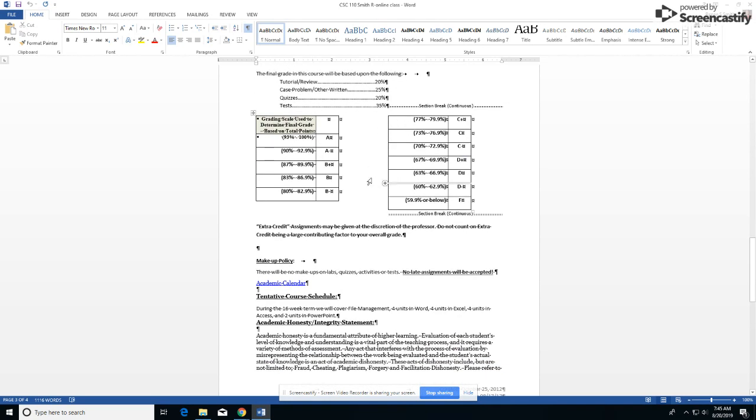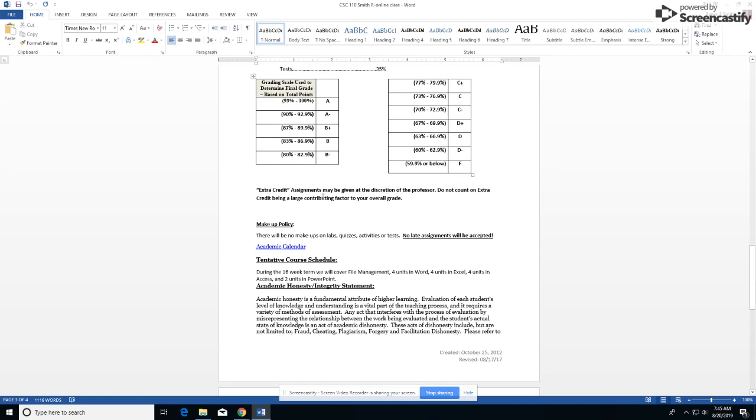Here's my grading scale. Notice I do give pluses and minuses. That grading scale is actually a part of Canvas. So when you check your grade in Canvas, you will see your correct grade. I don't have to do any calculations. I don't have to do any adjustments.